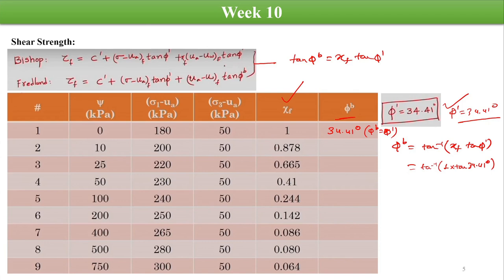Now for the second one, we can write tan inverse of 0.878 times tan 34.41 degrees. So let's solve this. It will be tan inverse of 0.878 multiplied by tan 34.41 degrees. So it will give us 31.02 degrees. Similarly, for the other values also we can calculate it.